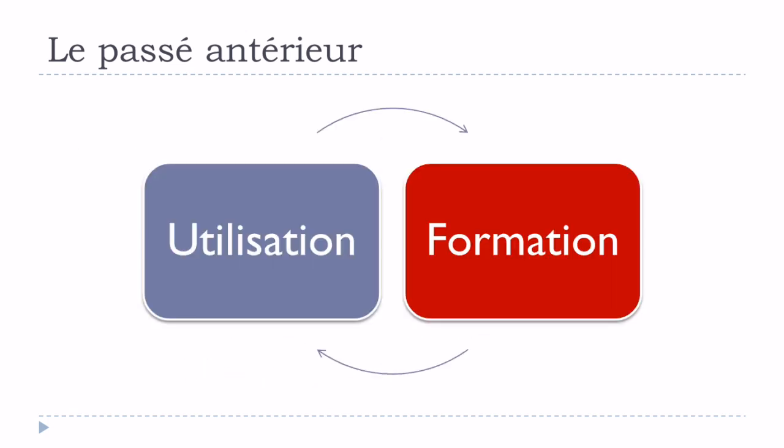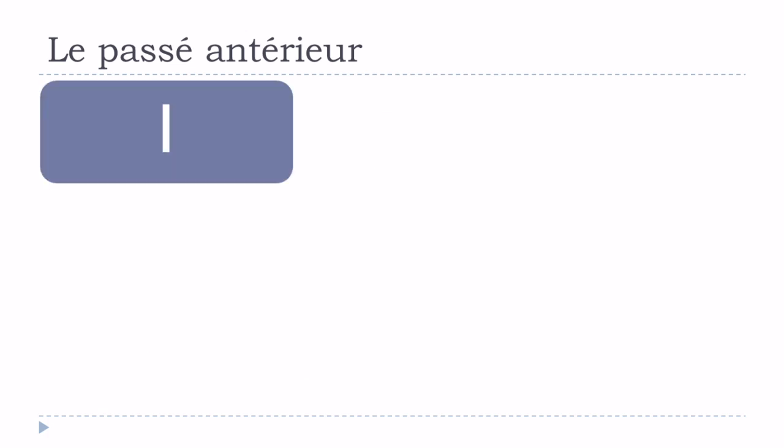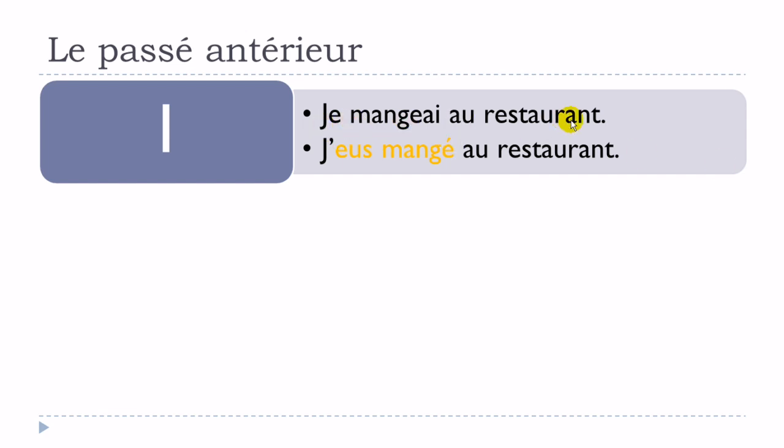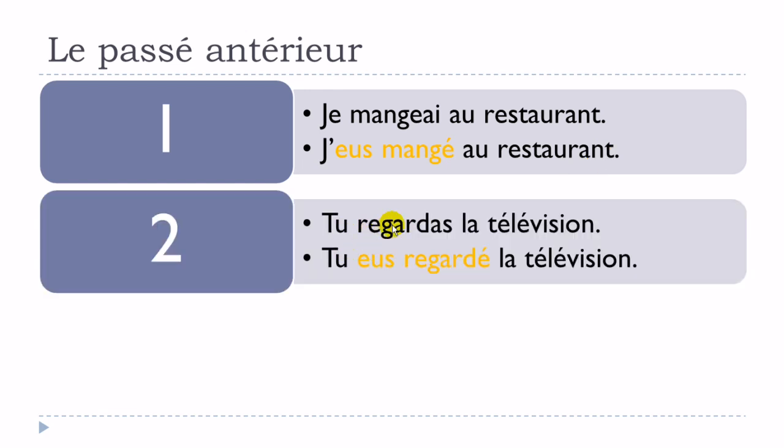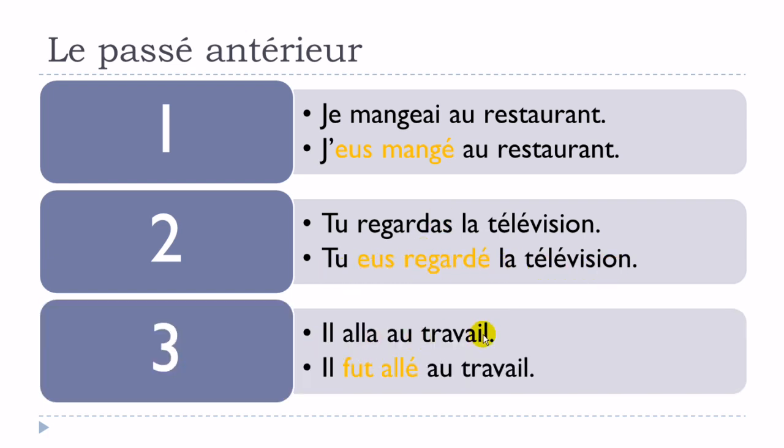So now let's see how do we construct le passé antérieur. And I've been deciding to put few examples, okay, so the first sentence will be always at le passé simple, and the second sentence will be at le passé antérieur. So le passé simple, je mangeai au restaurant. Okay, so the verb is manger, to eat. And then you will get j'eus mangé au restaurant. Second one, tu regardas la télévision. Regarder is to watch. Tu eus regardé la télévision. And then we've got il alla au travail. Il fut allé au travail.